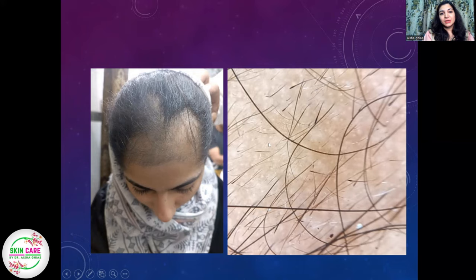So, when I saw her, the clinical differentials were: it might be telogen effluvium, it might be trichotillomania, or it could be some metabolic disorder, or it could be alopecia areata. But then once I did this trichoscopy, as you can see, there are exclamation marks here. Now, what is an exclamation mark here?